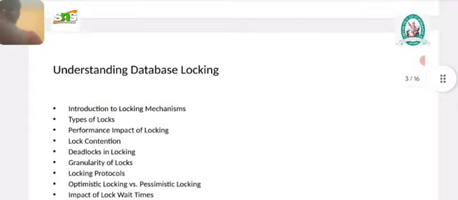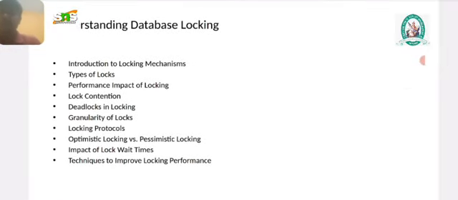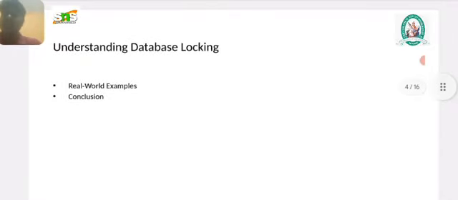First of all, we discuss the agenda: introduction to locking mechanism and types of locks, performance impact of locking, lock contention, deadlock in locking, granularity of locks, locking protocols, optimistic and pessimistic locking, impact of lock wait times, and techniques to improve lock performance. We also discuss understanding database locking with real world examples.